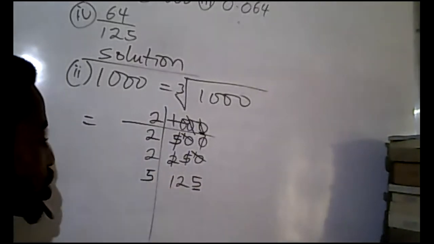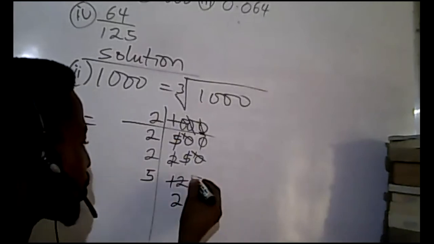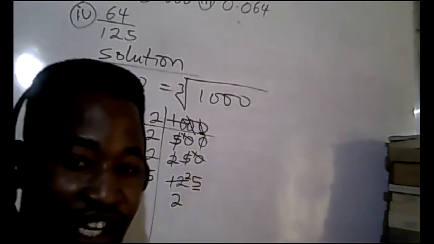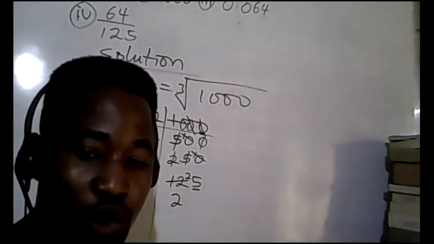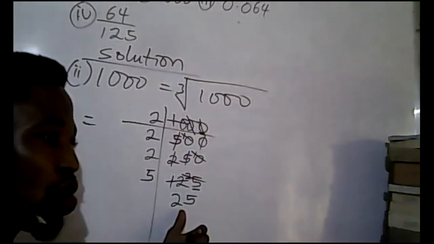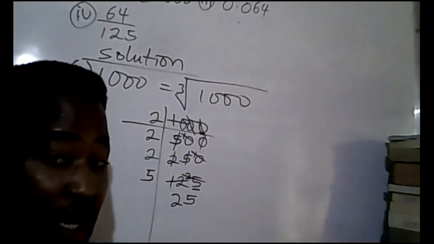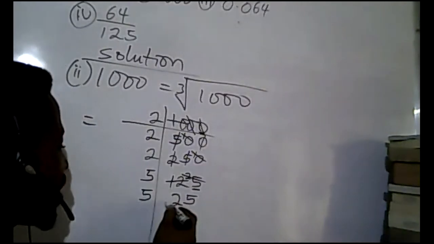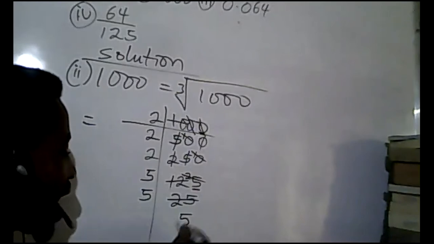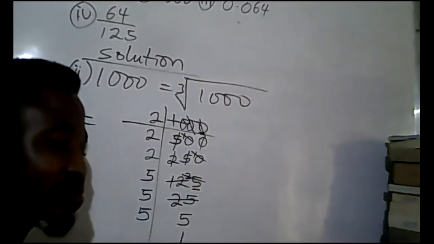So let's go. 5 in 12 is 2. Remainder 2. You put it right here. 2 and 5 is 25. So 5 in 25 gives 5. The next thing we do is also divide these by 5. All right? So put 5 here. 5 in 25 is 5. And divide the last one by 5 as well. 5 divided by 5 is 1.